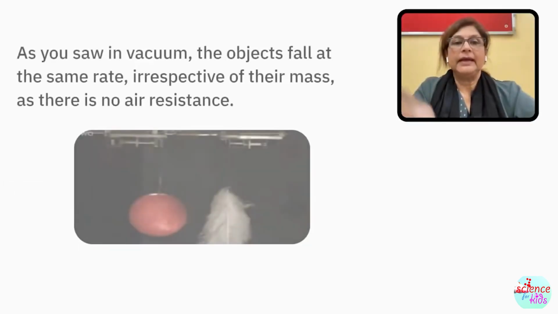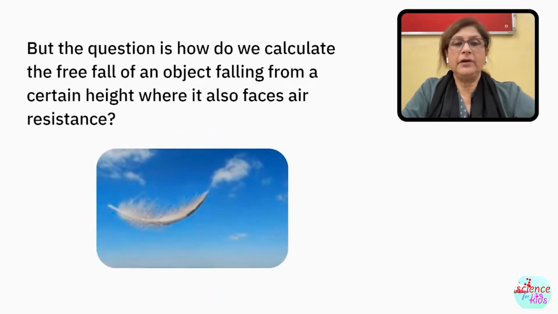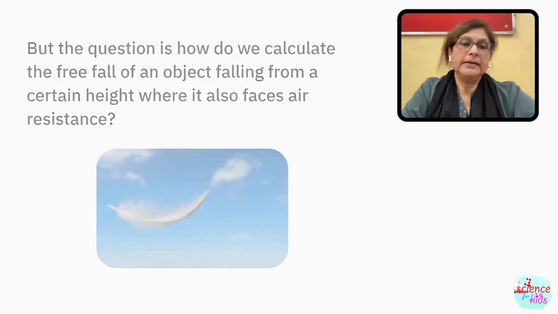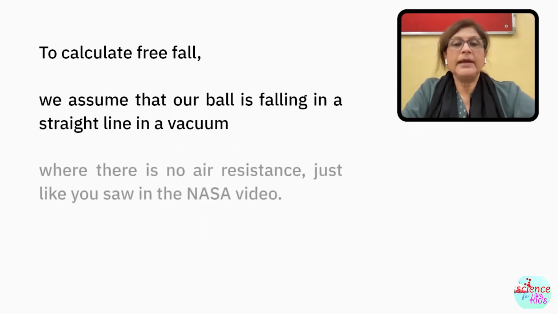As you saw, in vacuum, the objects fall at the same rate, irrespective of their mass, as there is no air resistance. But the question is, how do we calculate the free fall of an object falling from a certain height where it also faces air resistance? Well, to calculate free fall, at school level, we have to assume that our ball is falling in a straight line as in a vacuum, where there is no air resistance, just like you saw in the NASA video.